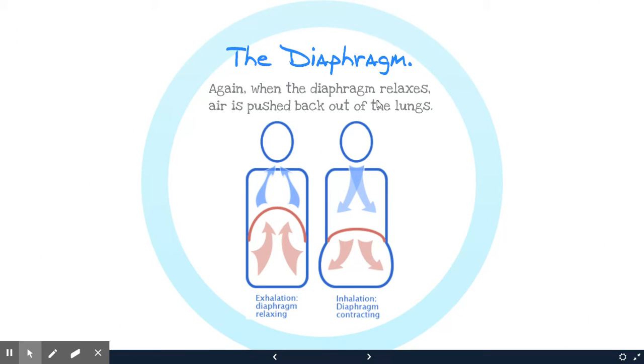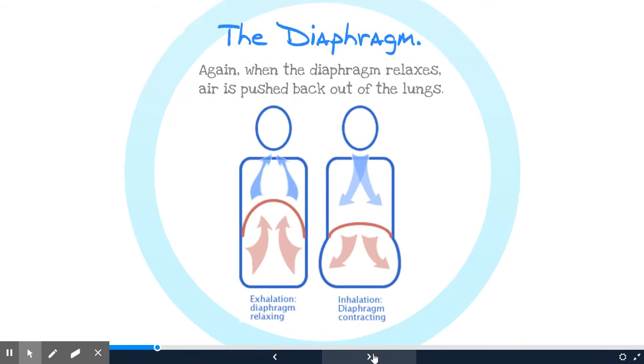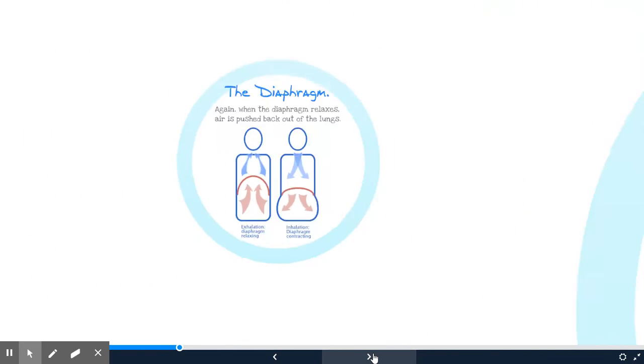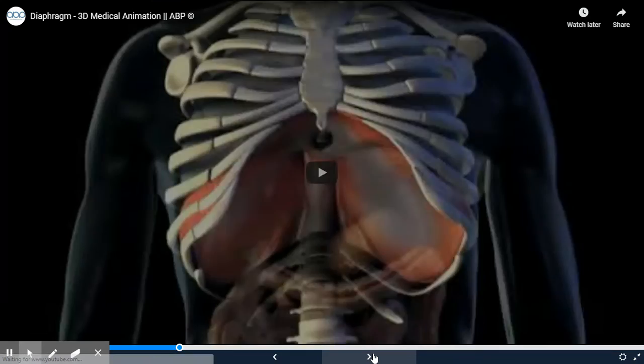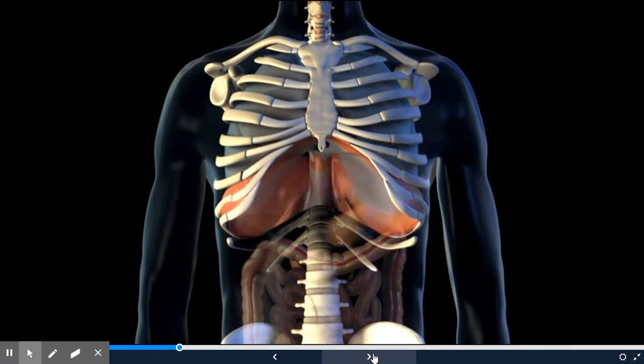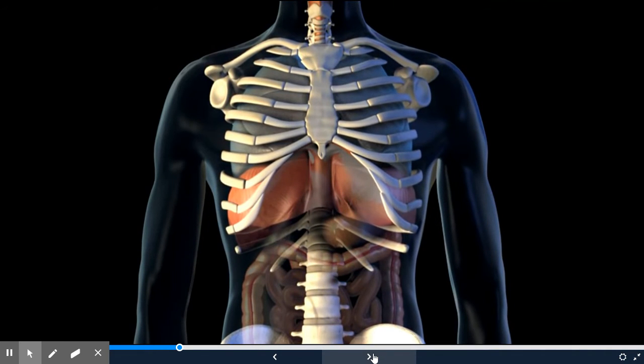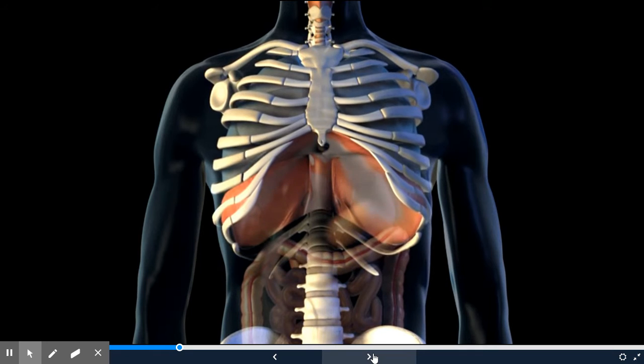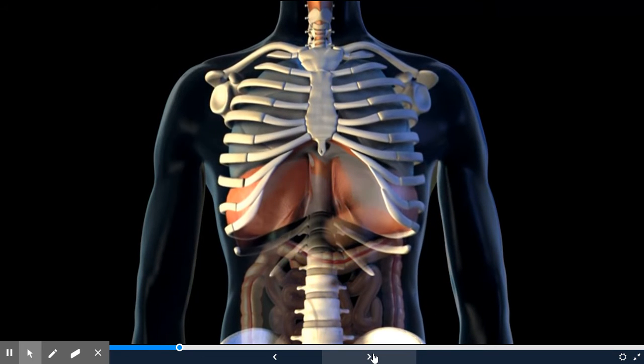So again, when the diaphragm relaxes, air is pushed back out of the lungs. So when we inhale, the diaphragm contracts. When we exhale, the diaphragm relaxes. We're going to watch a short little video. See how it contracts and then relaxes. Contracts and then relaxes.